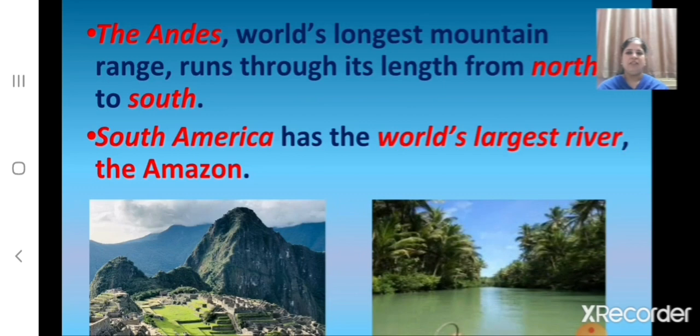And children, which is the world's longest mountain range? The Andes is the world's longest mountain range and it runs through its length from north to south. And can you tell which is the world's largest river? The world's largest river is the Amazon, which is in South America.